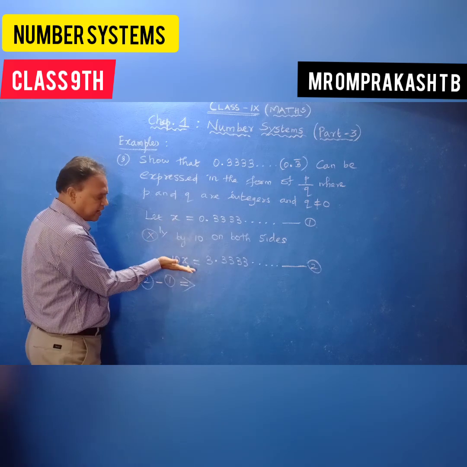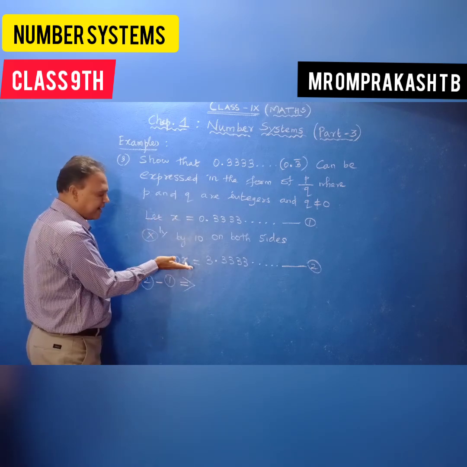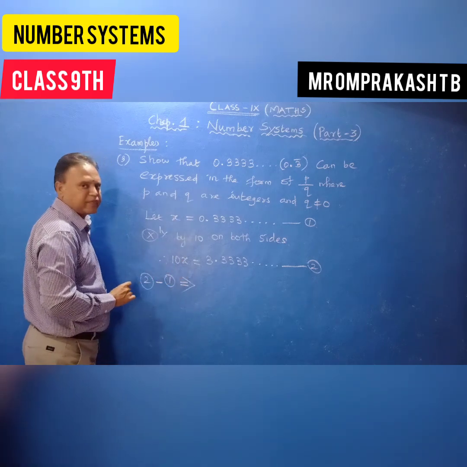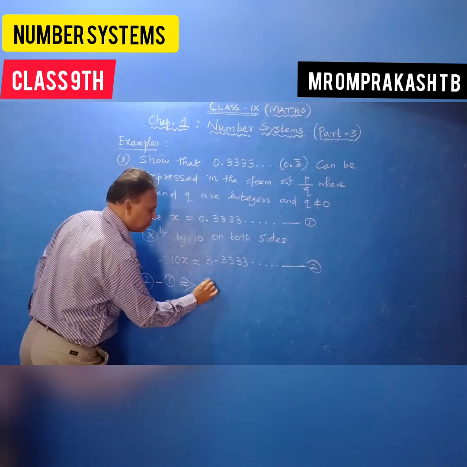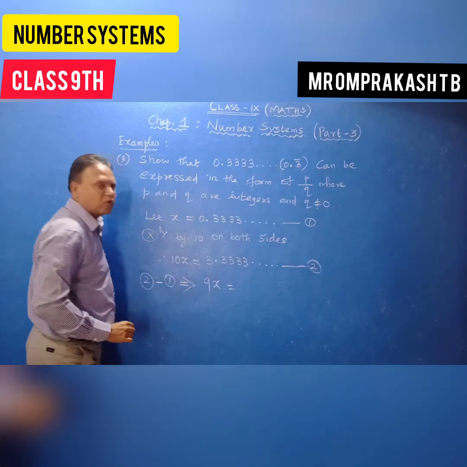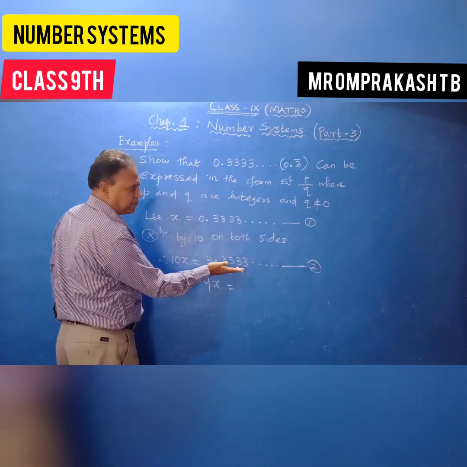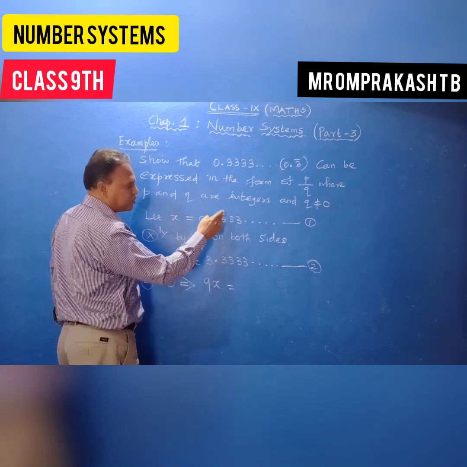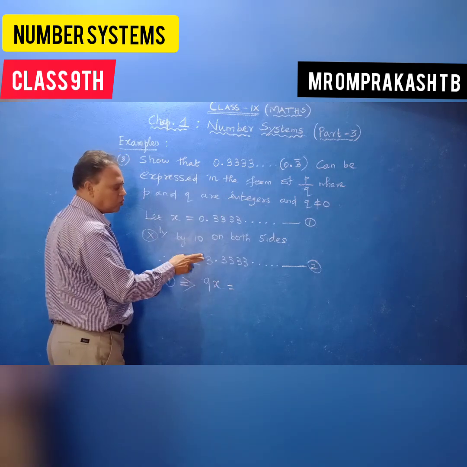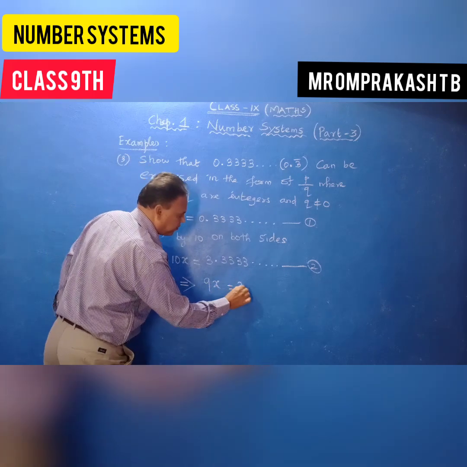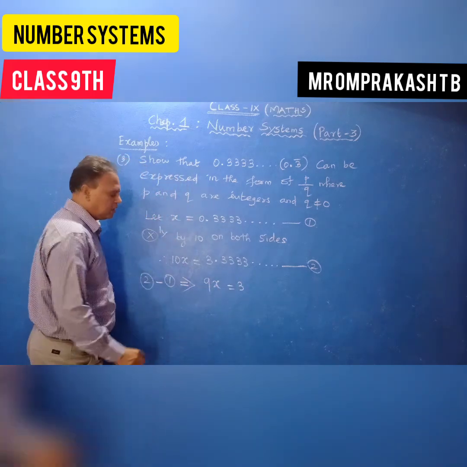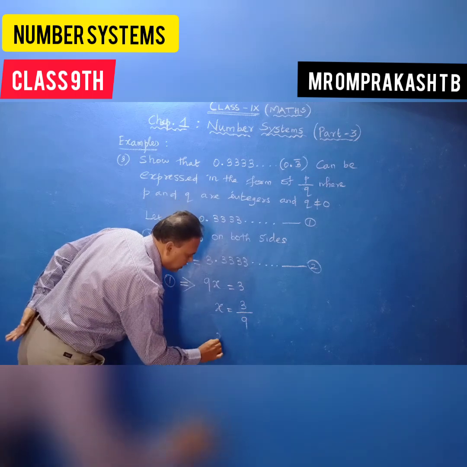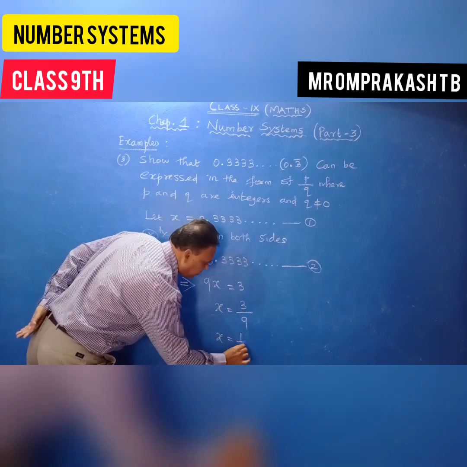How much? There straight away you subtract. Clear? 10x minus 1x. How much? 9x. 10x minus 1x is 9x you put. Is equal to, right hand side subtract. This minus this. You see, decimal part is same. So everything will be 0. So 3 minus 0, 3. Therefore, x is equal to 3 by 9. So x is equal to 1 by 3.